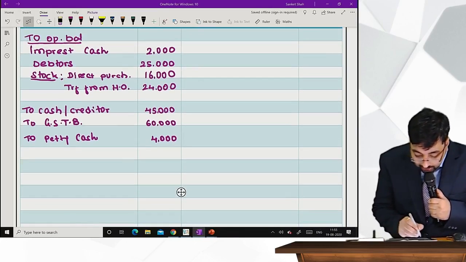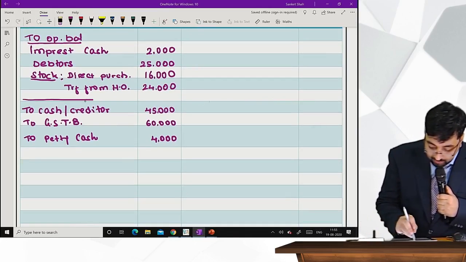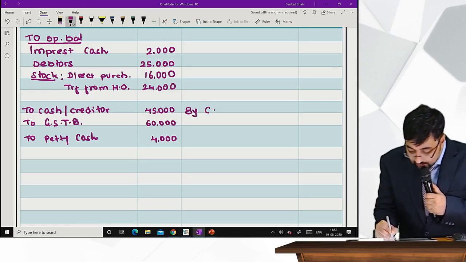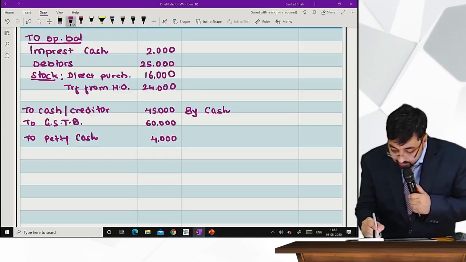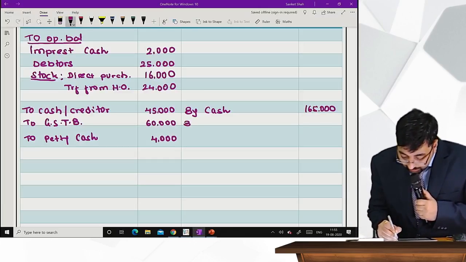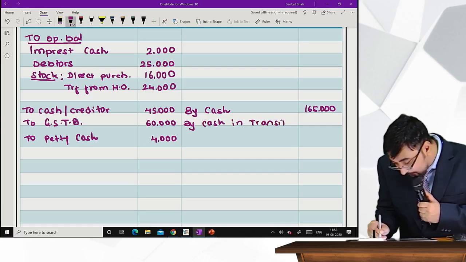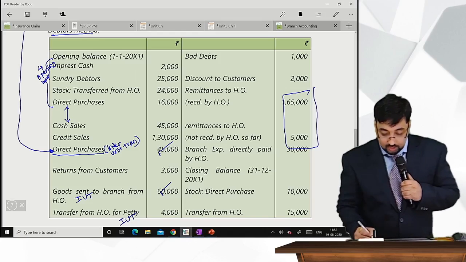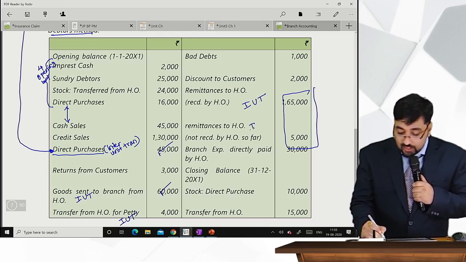Now don't write in front of opening balance. Please make sure you don't write opening balance. So by cash, yes, what is the amount of by cash? This is 1,65,000. And by cash in transit, you have 5,000. So this is again, yes, IUT.